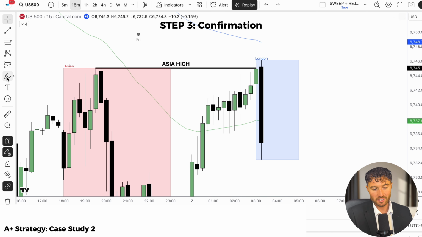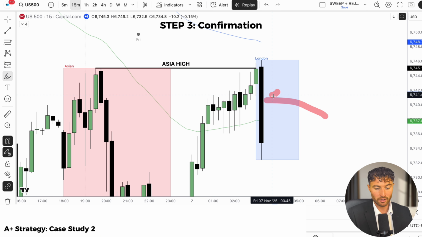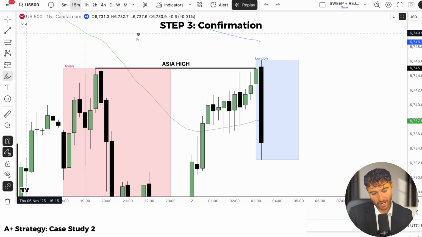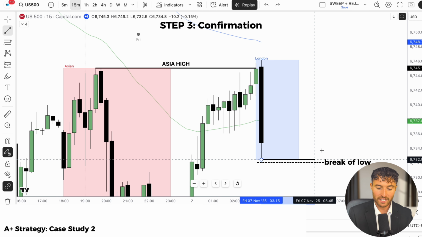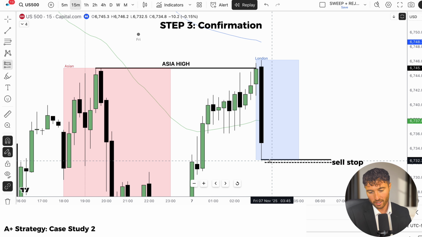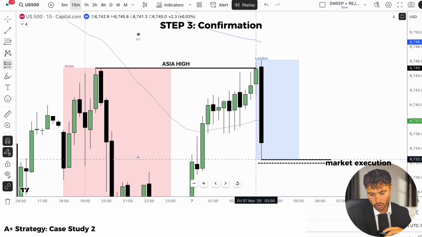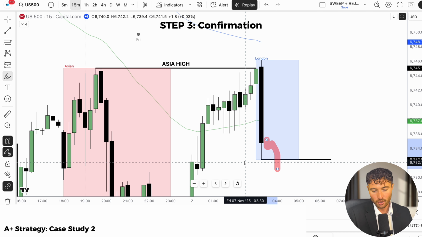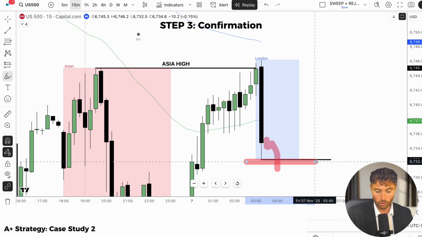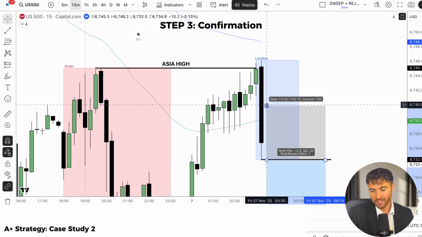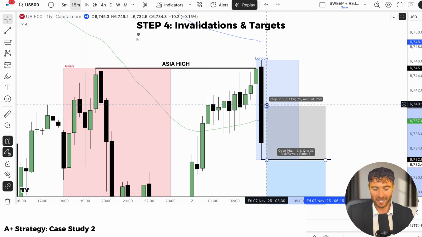And so this is step number 3, right? We've seen the confirmation. That doesn't mean that we're just going to blindly enter on the closure of this candle, right? We're going to enter on the break of this low right here. So this is either going to be via a sell stop in the market, or via a market execution. As you watch price visually break this low, you're going to then look at getting involved as we do that. So my entry this morning was literally on the break of this low. And so this leads us on to step number 4, which is invalidations and targets.